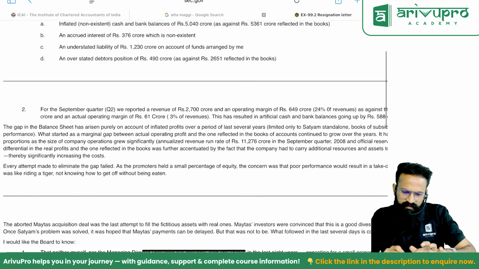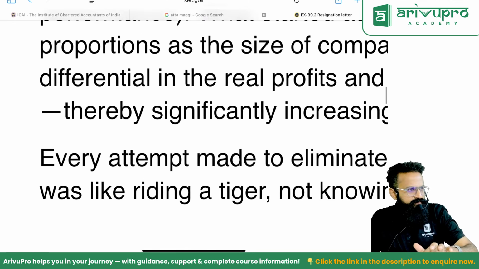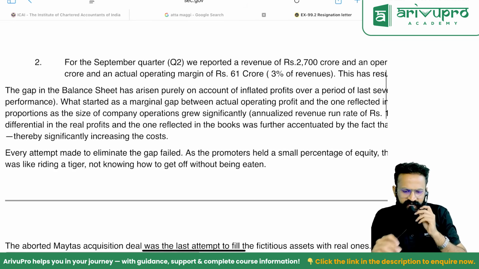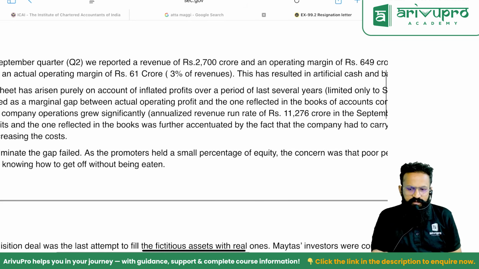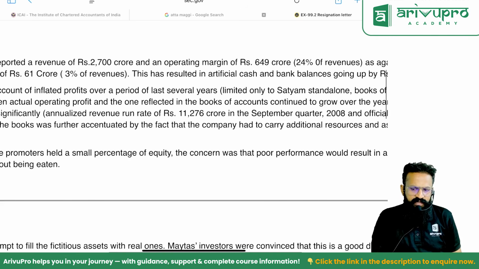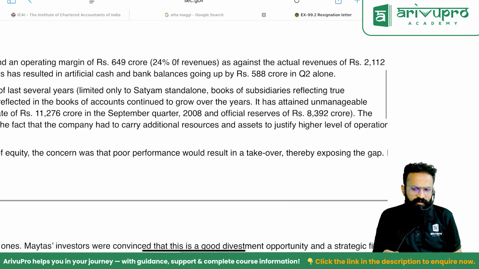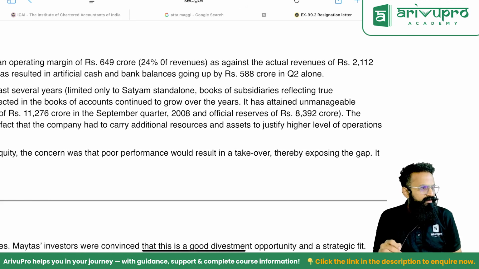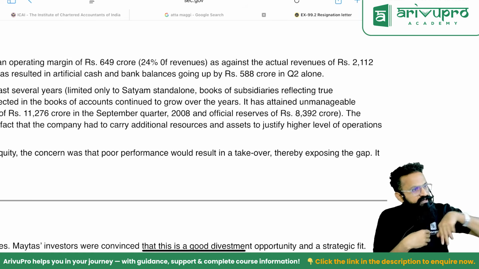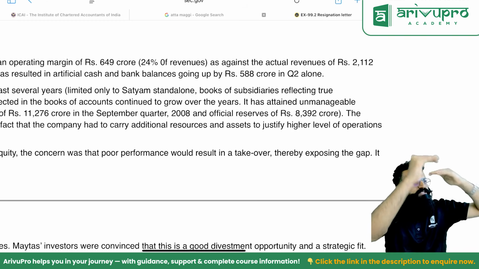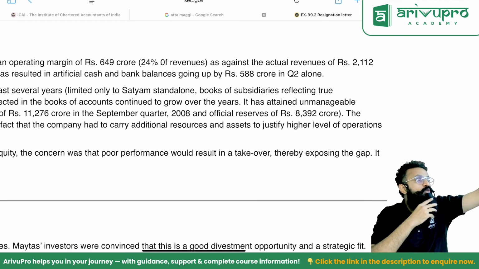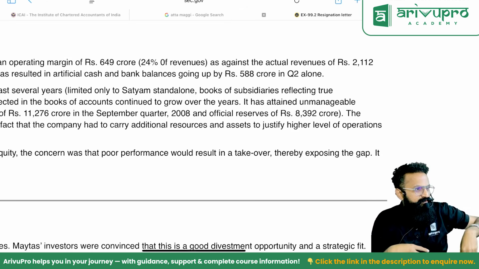People, can you see this? Every attempt made. Read that. Every attempt made to eliminate the gap failed. As the promoter held a small percentage of equity, the concern was that poor performance would result in a takeover. So in Satyam, he was holding only 2%, 3%. His fear was someone will come and acquire the company. To avoid that, what did he do? He started projecting the company sales very high so that no one in the market can acquire them.